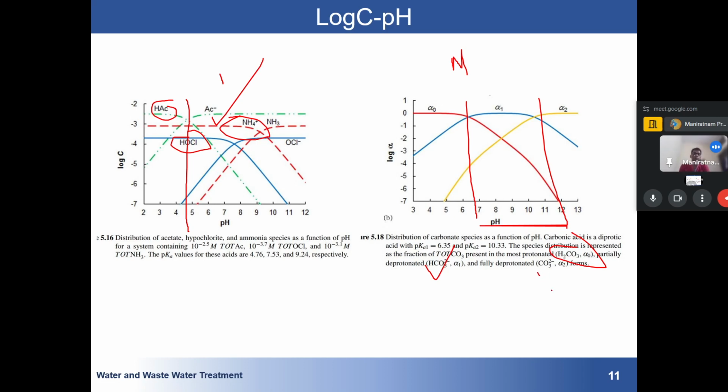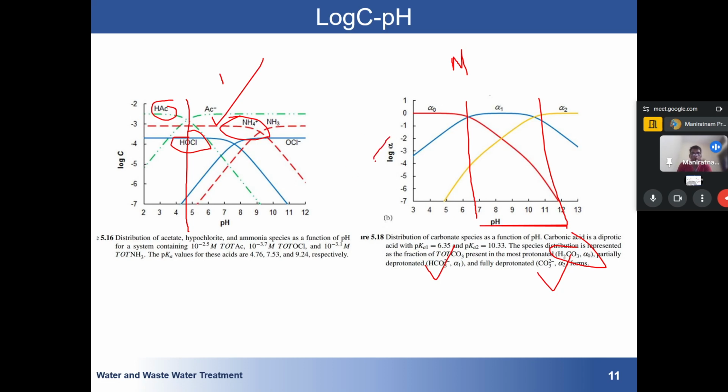and finally the fully deprotonated form is the carbonate ion. There is no need to mug up this graph. You can just imagine it: you have to make sure that at pK the concentrations of the two corresponding ions will be the same, and it is always a smooth curve, and that's all. Okay. Remember one more thing: at any point the summation of alpha naught, alpha 1 and alpha 2 is always equal to 1.